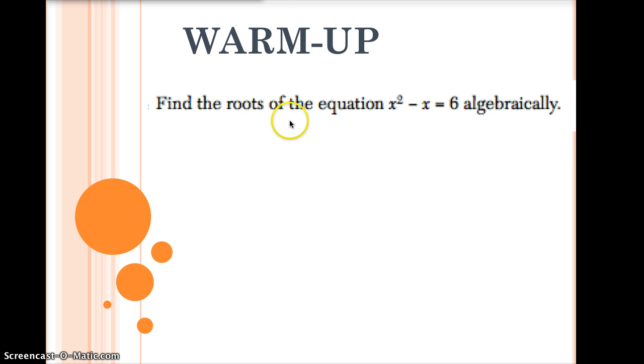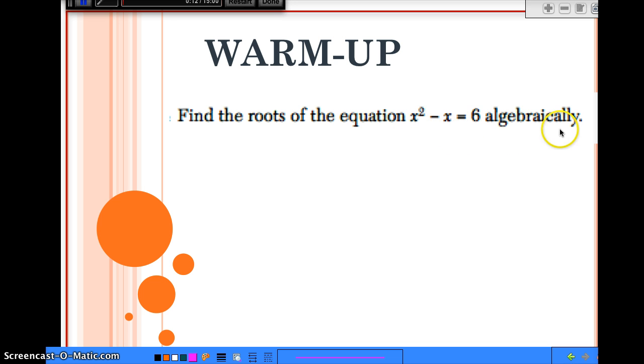It says find the roots of the equation x squared minus x equals 6, and they want us to do it algebraically. Roots just means find the answers. So if you look at this, this is a quadratic equation, which means that the strategy you guys have learned up to this point is to get it set equal to 0. So subtract 6 from both sides, and that would give me x squared minus x minus 6 equals 0.